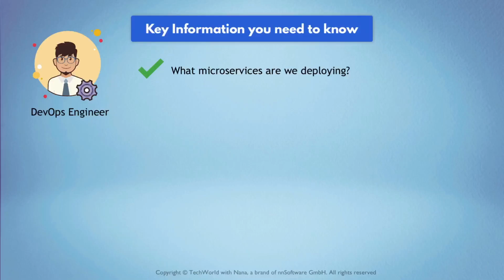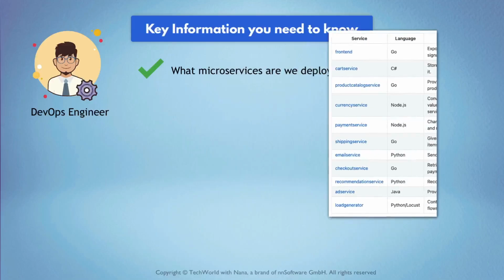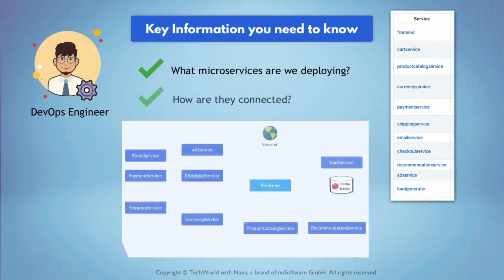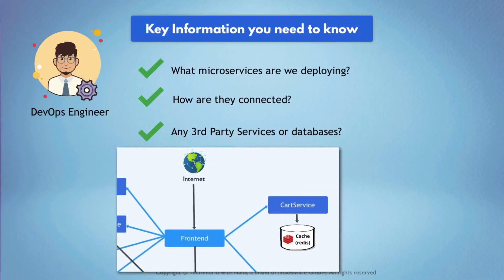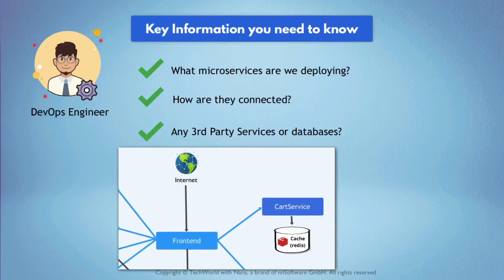First of all, it's good to understand what microservices we're deploying generally, and how these microservices connect to each other, and whether these microservices actually need any third-party services or databases. As you learned previously, microservices talk to each other using a message broker. So this would be a message broker service, or these microservices might need a database where they persist all the data. So we need to know what these microservices actually depend on.